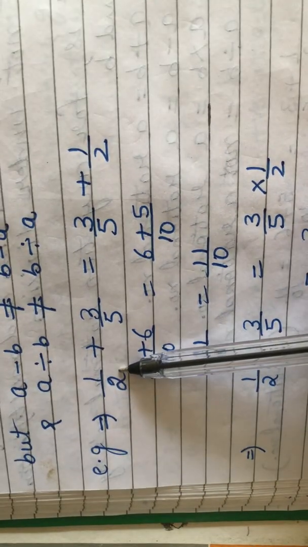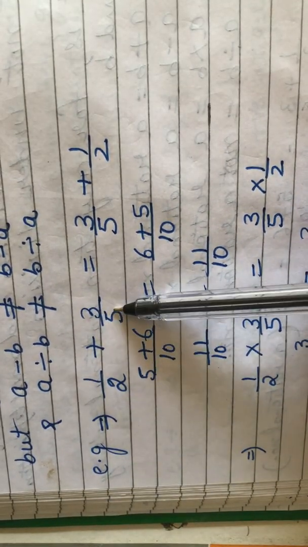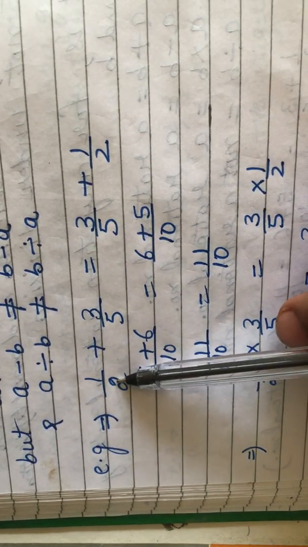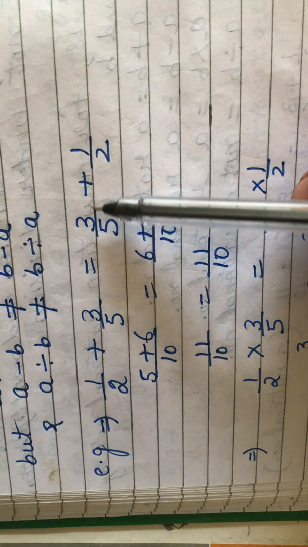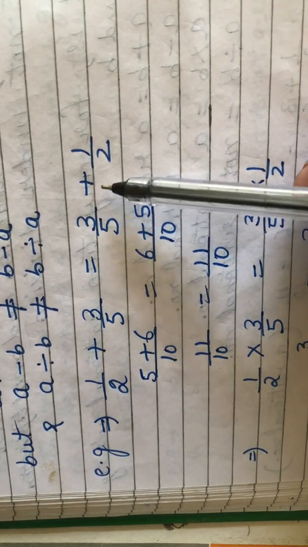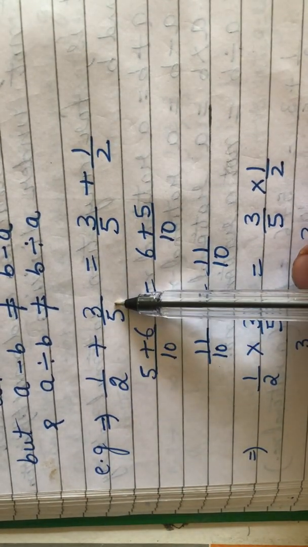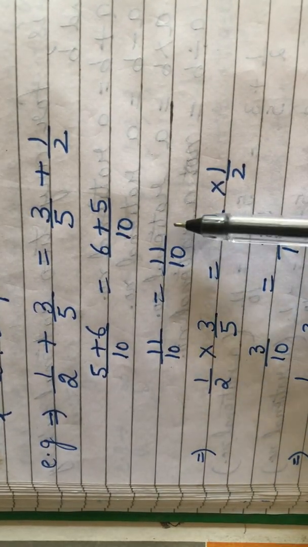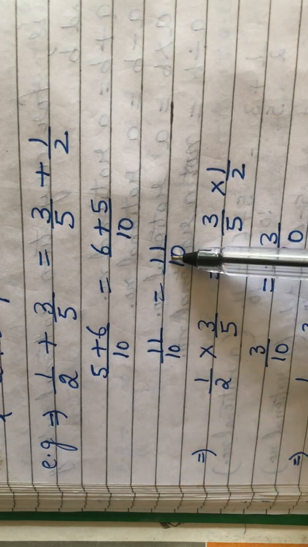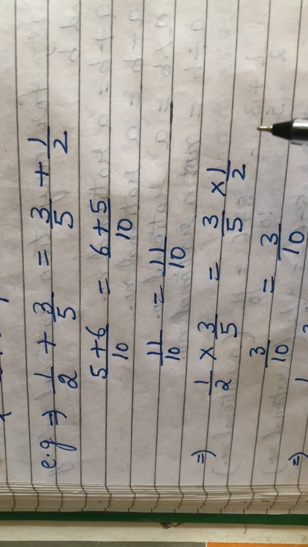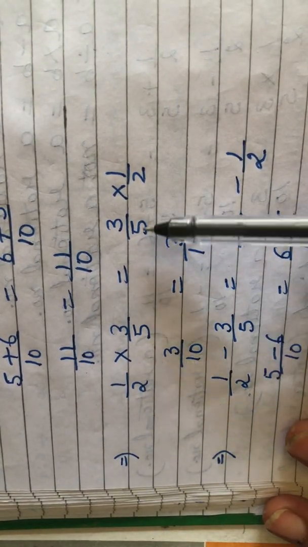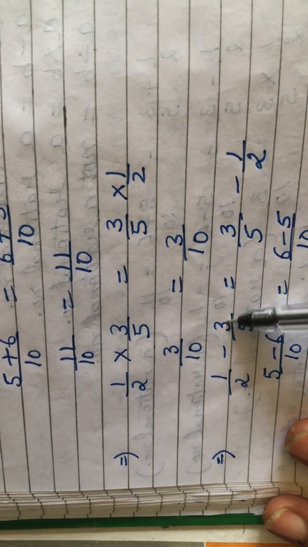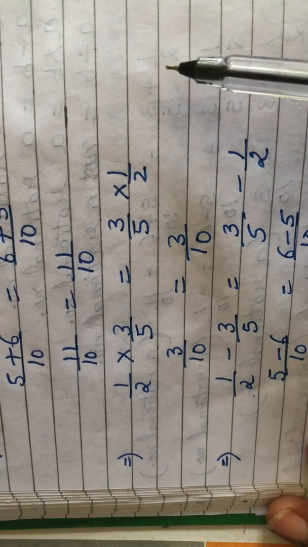For example, 1 by 2 plus 3 by 5. I am taking two rational numbers, and if I change their order, a plus b is equal to b plus a. Here I am taking b plus a and here a plus b. And after adding by taking their LCM, I get the result as 11 by 10 on both sides. So you can see this property is applicable in addition. Similarly, if I multiply these two rational numbers and after changing their order, I will get the same result, 3 by 10 on both sides.